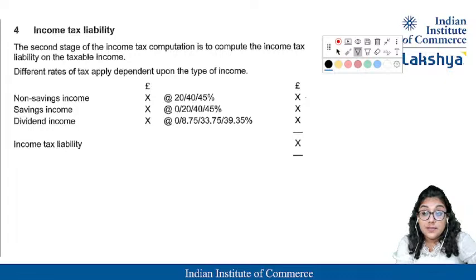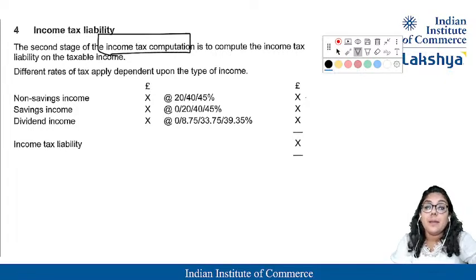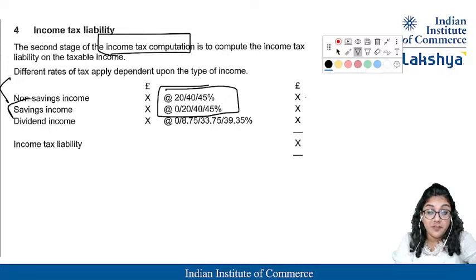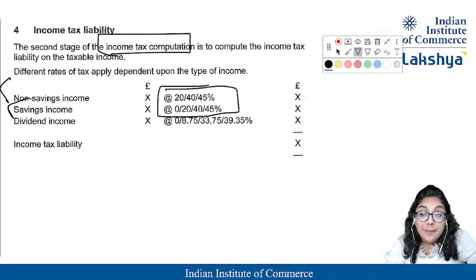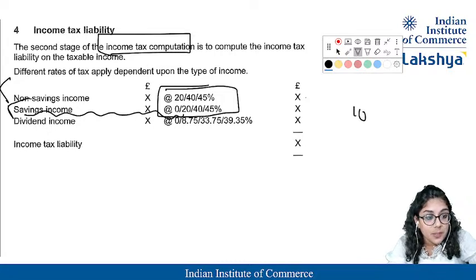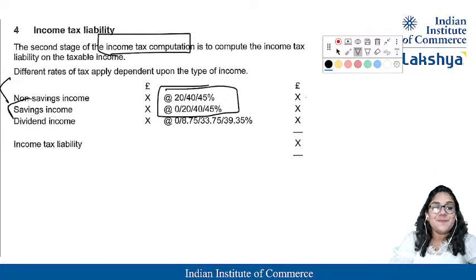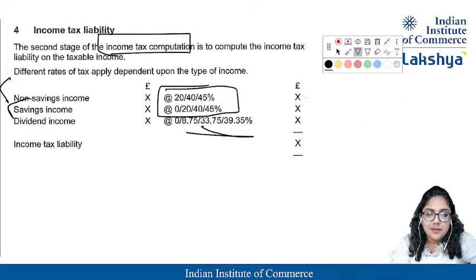Now students, this is what the second stage is: the income tax computation. My savings and my non-savings will always have the same rates, 20, 40, 45. But by now we know my savings will have some 0% also. When 0%? 1000 if it is the first slab, and 500 when it is the second slab. Clear? And these are my dividend.